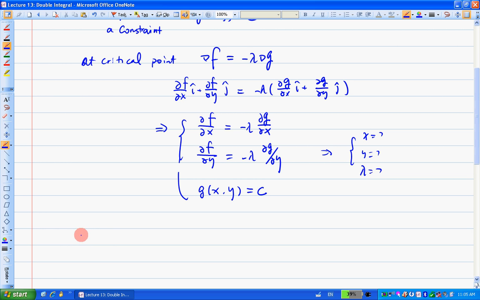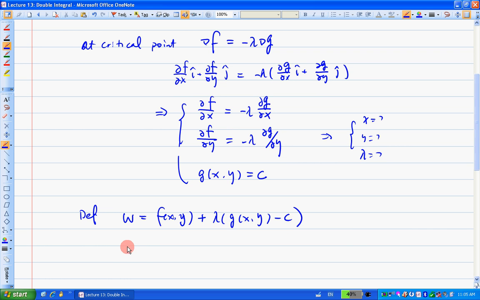So what we can do is define ourselves a W, which is f(x, y) plus lambda times (g(x, y) minus c). When you let del W equal to 0, that gives exactly the three equations we had. We call this the Hamiltonian function, but the name doesn't matter. You need to know that the lambda here is what we call the Lagrange multiplier.